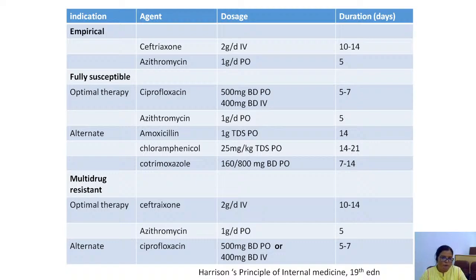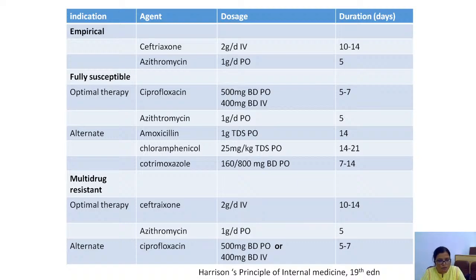So for empirical therapy of enteric fever, we have ceftriaxone 2 gram per day IV, duration would be 10 to 14 days, or we can give the patient azithromycin 1 gram per day orally for 5 days. For the patients who are fully susceptible to the first line drugs, optimal therapy is ciprofloxacin or ofloxacin, and alternatively we can give azithromycin. Then if the patient is resistant, and nowadays most cases are actually resistant to ciprofloxacin, what do you give to them?